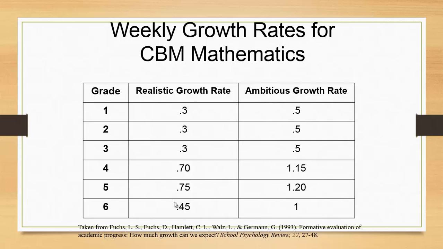So if they're at 28, how do I know what to set that goal for? With most CBMs comes a growth rate chart that'll show approximately how much a student should be growing. If you have a large gap in student achievement, you really want to look at writing a goal with an ambitious growth rate. But you need to know the student.